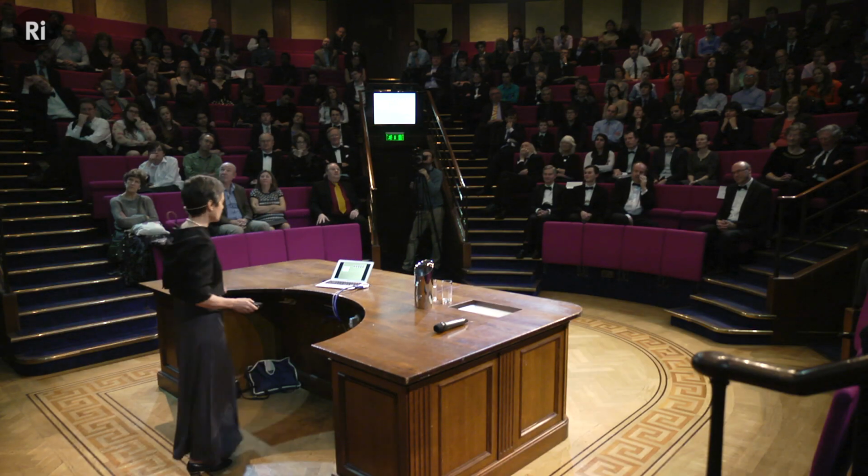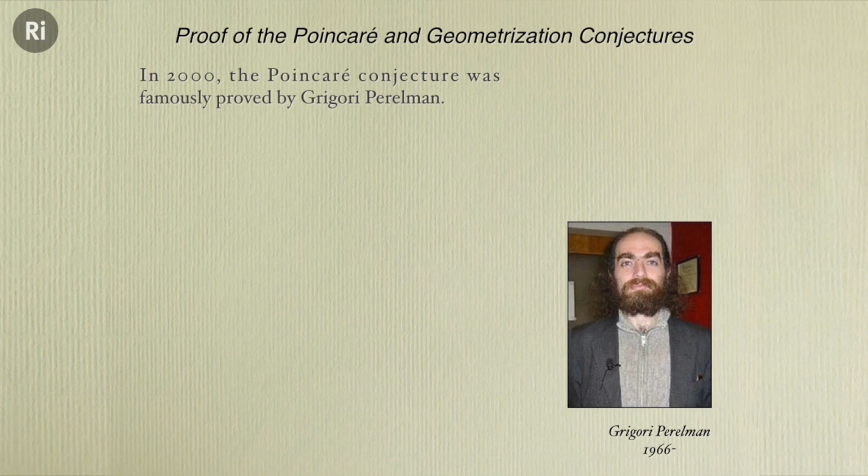just before the year 2000 for some outstanding problems of mathematics. There was going to be a $1 million prize for the solution of any of these. The Poincare Conjecture was one of them, and just about that time Grigory Perelman, you see here, proved it.